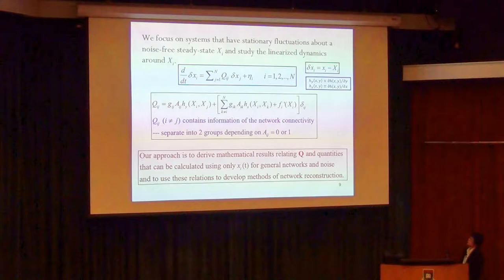Okay? And again, our approach will be just to derive relational mathematical results that relate the Q and quantities that can be calculated using only xi(t). And we also do it for general networks and noise, okay? So I will not go through all the details, but just summarize the results here.